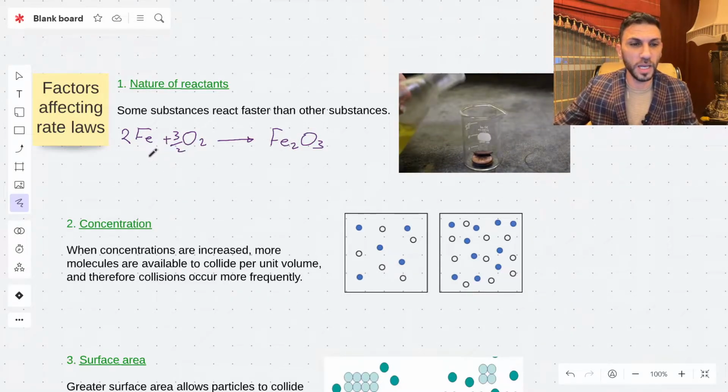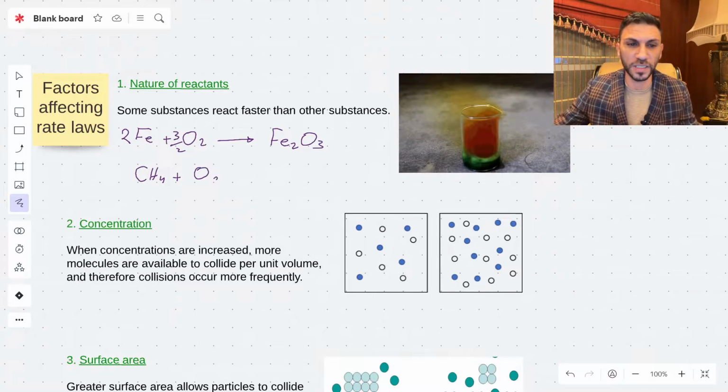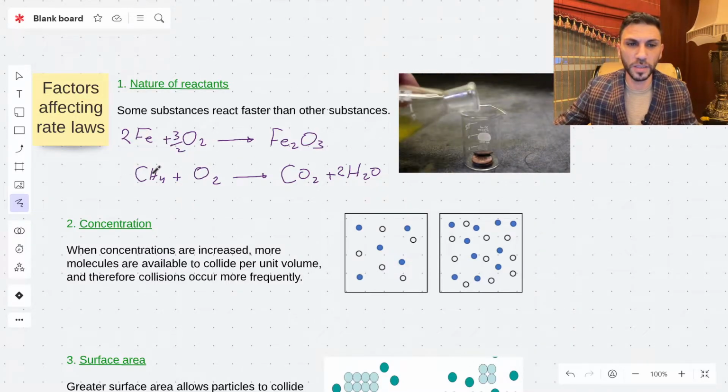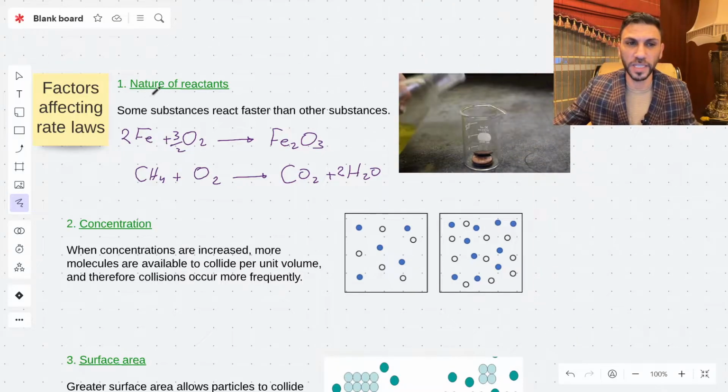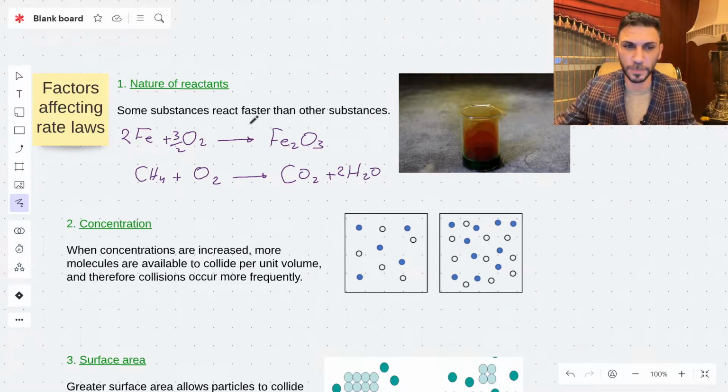For example, if we have methane, CH4, and when we have the combustion reaction of methane, it means reacting with O2. It will give you carbon dioxide plus water. And here we have 2, here we have 2, that's it. So for this reaction, it takes maybe seconds to occur. So that's why when the nature of the reactants is different, we have different reaction rates, because some substances react faster than others.